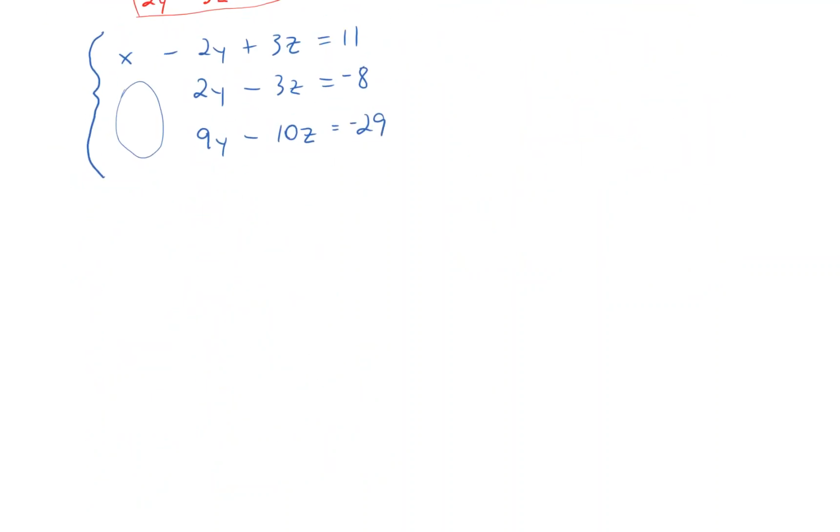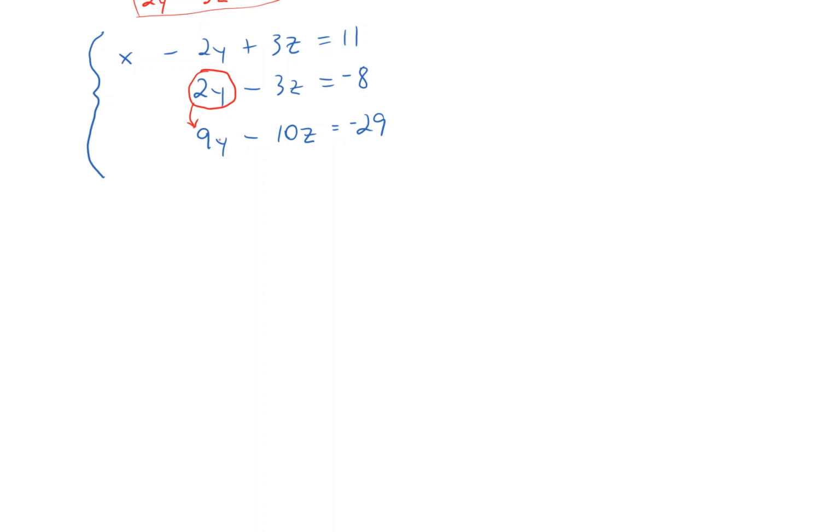So now the way to do that is we move over to column 2, and now we use this guy to eliminate this y. Okay, now this is a little trickier. I need those to be the same number but one positive and one negative. So the coefficients are 2 and 9. If I can make one of those 18 and one of those negative 18, that would do the trick.